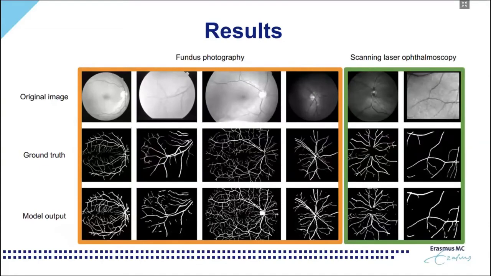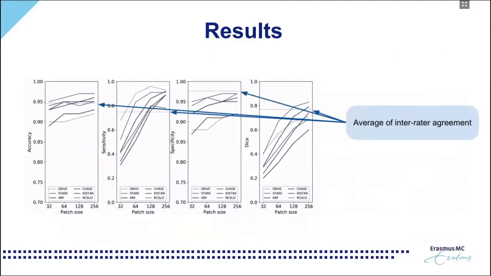Here we can see some results of training and testing the model in individual datasets in comparison with the ground truth data. And we can observe that, though not perfect, the results are quite comparable visually. For the quantitative results, we are using as reference the inter-rater accuracy, sensitivity, specificity, and DICE computed from the datasets that had several manual annotations per image. These references are shown in the diagram with dashed line.